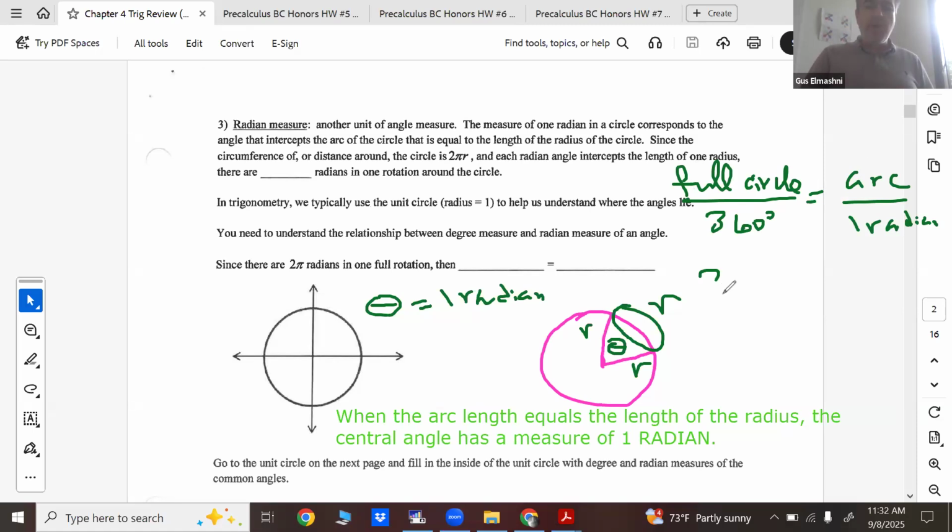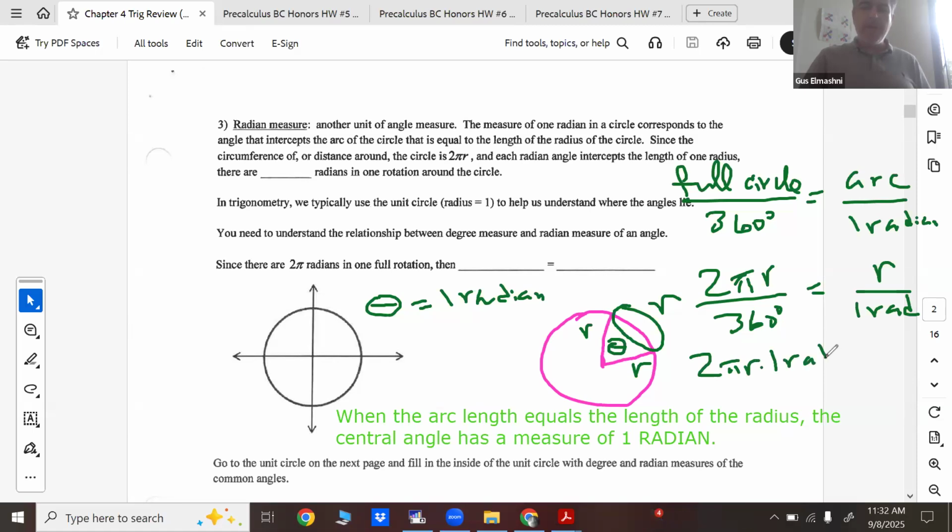The full circle is 2 pi r. That's 360. The arc, what was the length of our arc again? r, right? And then that's just 1 rad. What happens if I cross multiply? What do you get? 2 pi r times 1 rad equals 360 degrees times r. Does that make sense, what I've done so far?